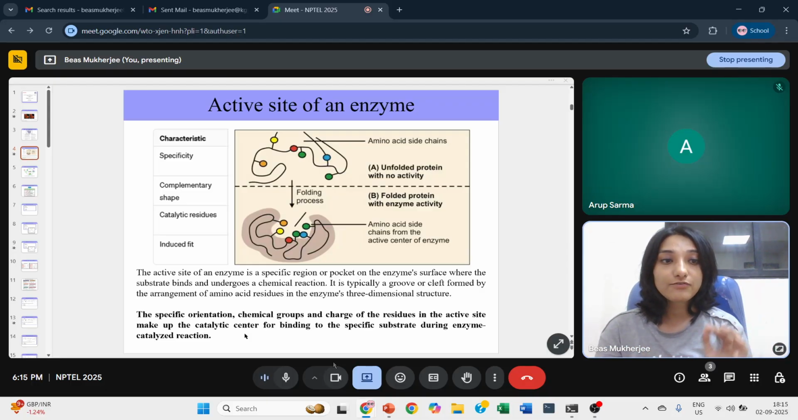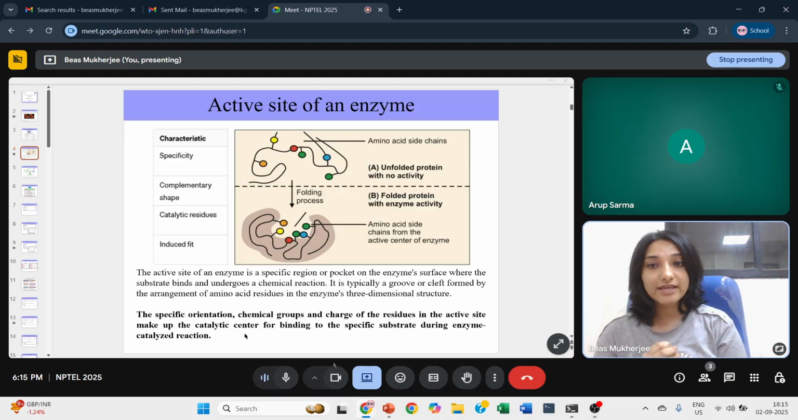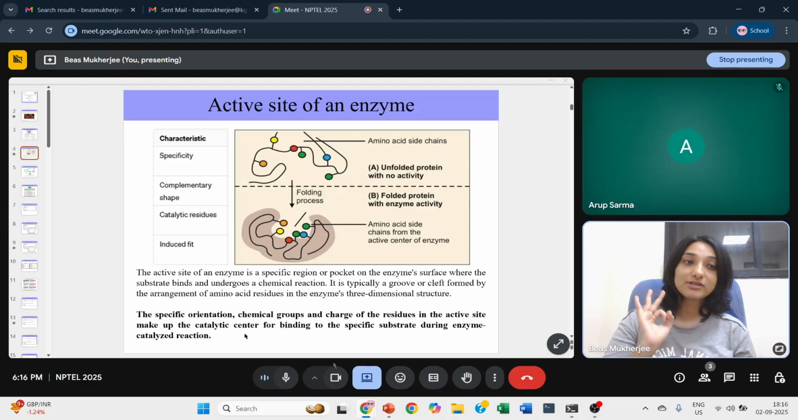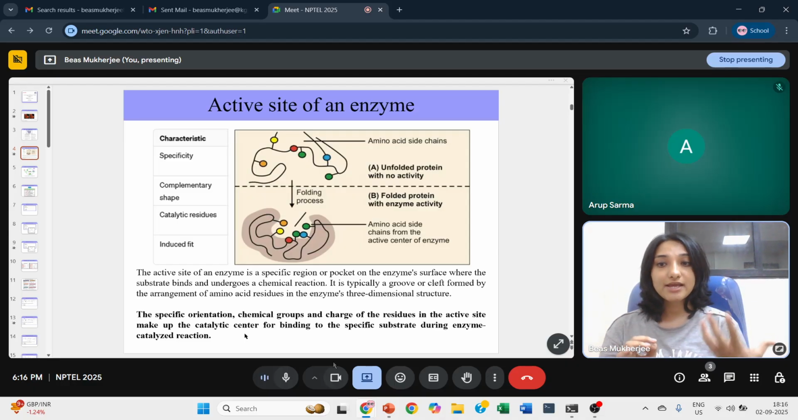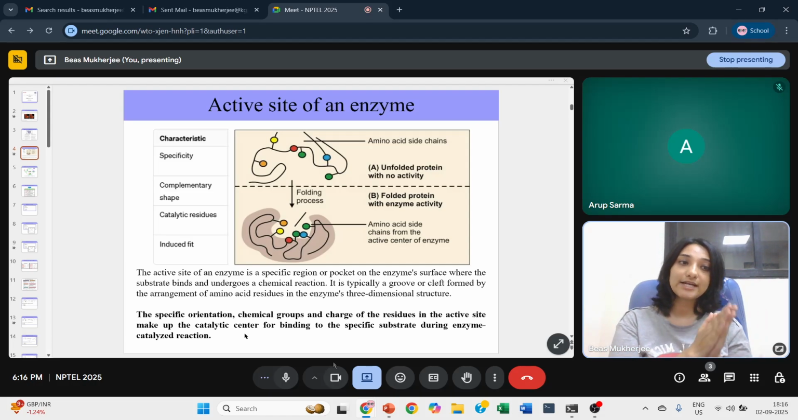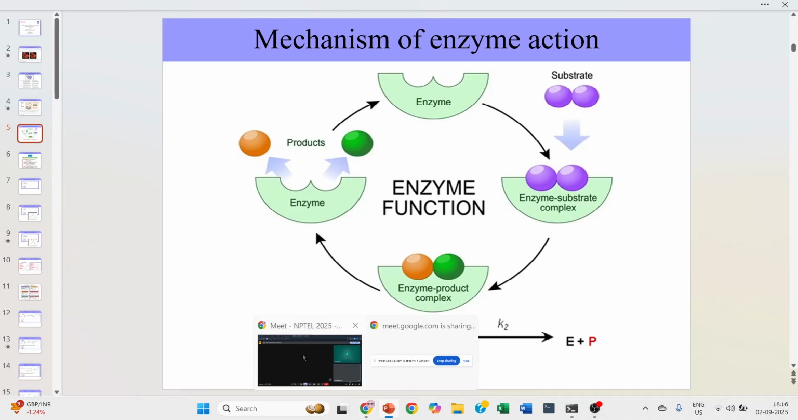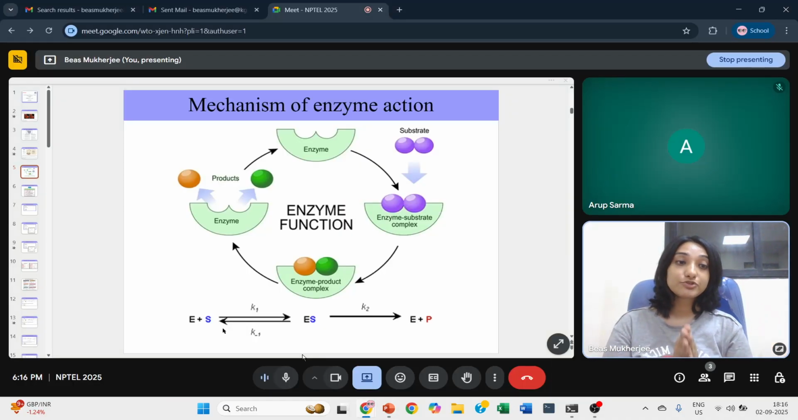Okay. Now the active site of an enzyme is a specific region or pocket on the enzyme where the substrate binds and undergoes a chemical reaction. It is typically a groove or a cleft formed by the arrangement of amino acid residues in the enzyme's three-dimensional structure. Now, specific orientation, chemical group and charge of the residues. These are the three main important properties of the active site that make up the catalytic center for binding to the specific substrate during the enzyme catalyzed reaction. Okay, right. So let's talk about the enzyme substrate formation.